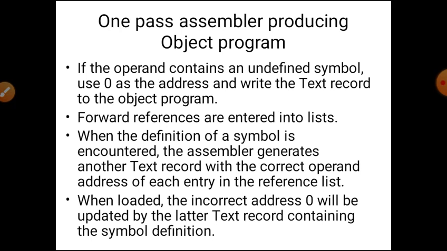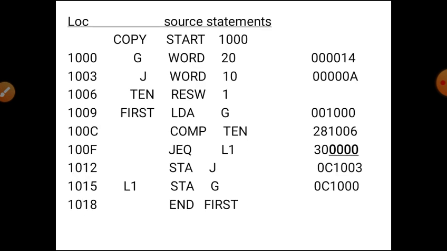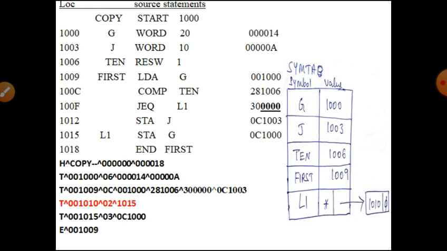We have one more one pass assembler, which generates the object program. I'll consider the same example, the same program. As I told, this is the one pass assembler that generates the object program. What are the different records of an object program? We have discussed that in the object program we have a header record, text record, and end record. The same thing is generated by this one pass assembler.